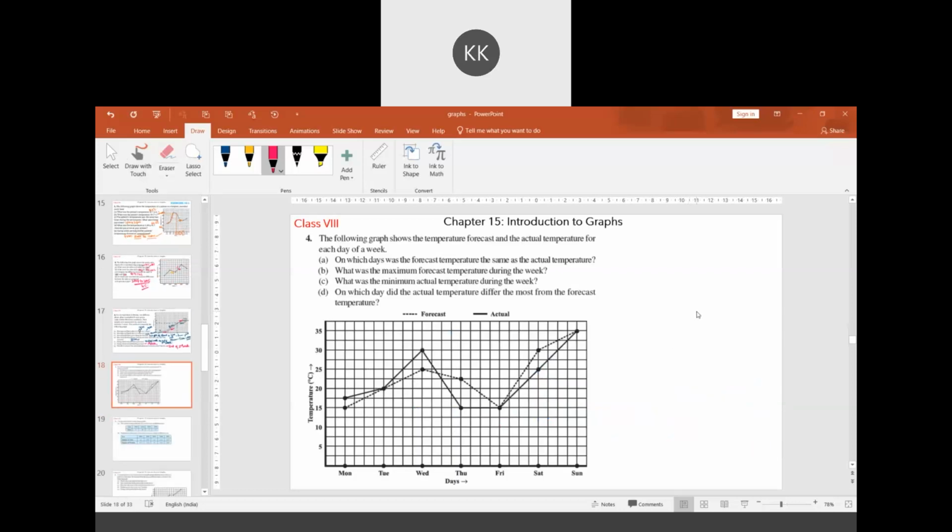Question 4. The following graph shows the temperature forecast and the actual temperature for each day of the week. On which days was the forecast temperature same as the actual temperature? Here, forecast temperature is given in a dotted line. Actual temperature is in an actual line.